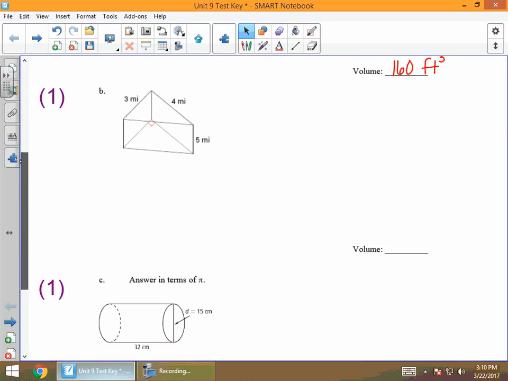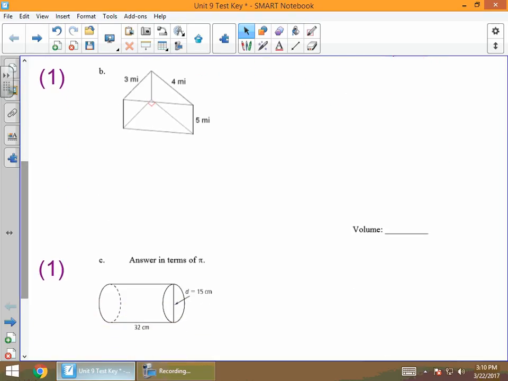Down here to number 2, I guess it's still number 1, but it's part B. This is a triangular prism. I can tell that the triangles are right triangles because of that little box right there. So both of these two triangles are right. So I want to find the area of the base. So this is the base.